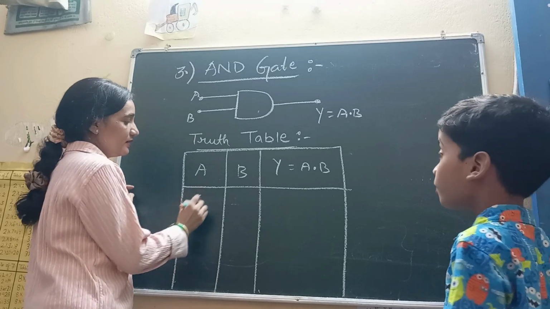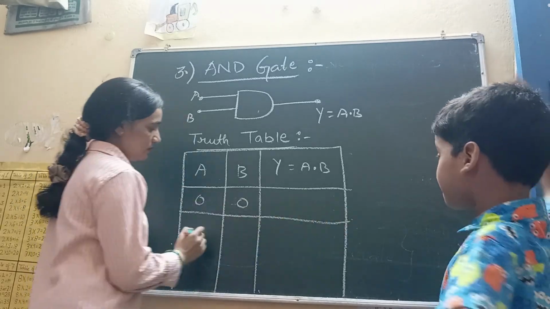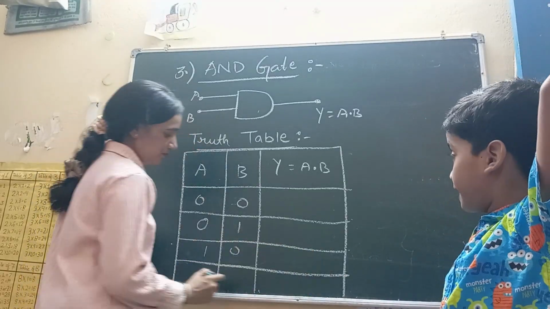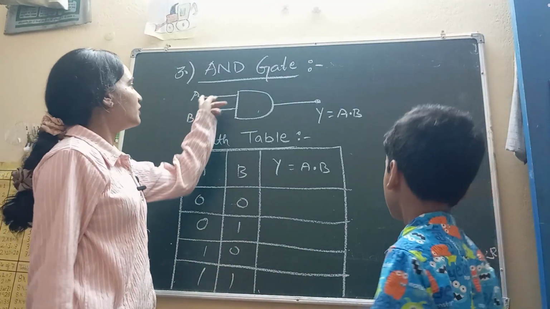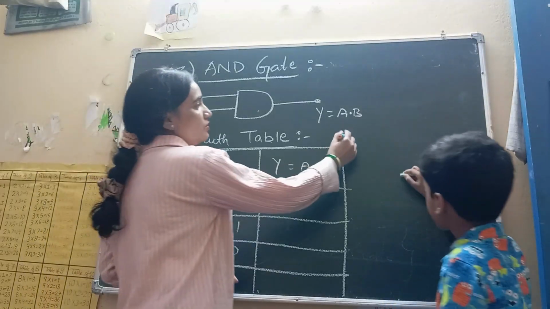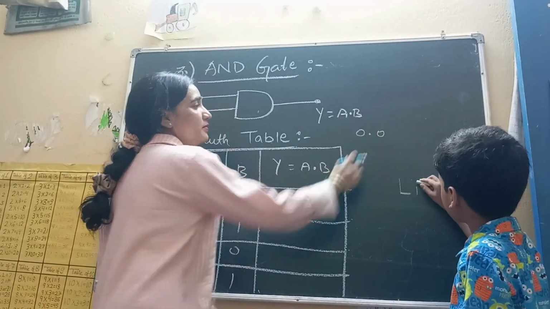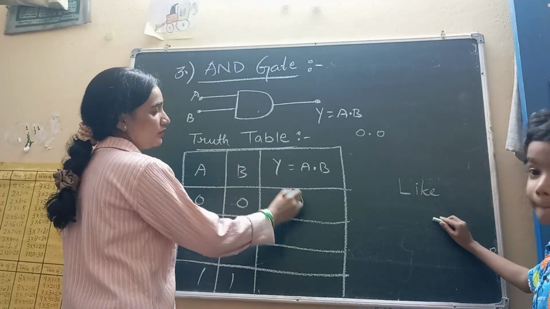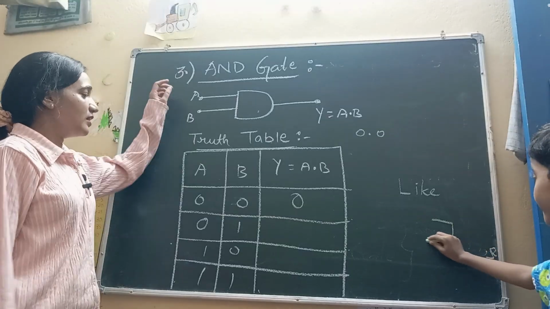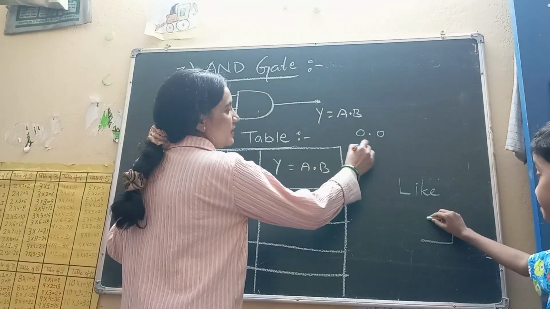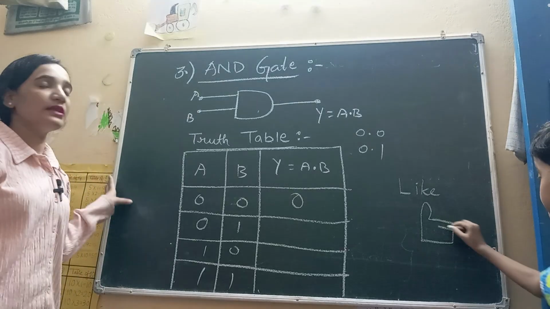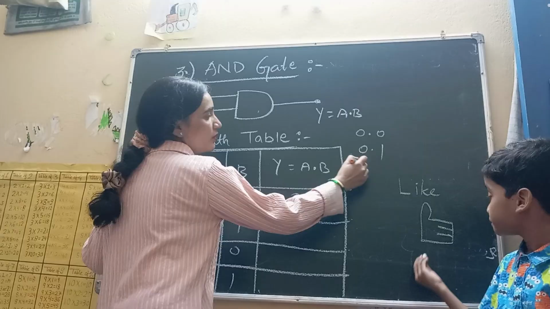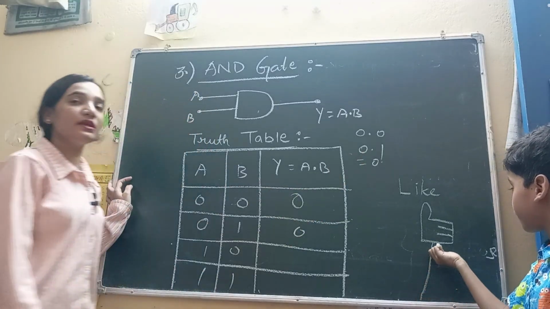The combinations are 0 0, 0 1, 1 1. When both the inputs are low, A is low and B is low, we get 0 and 0. It's taking the product, so we get 0. When A is low and B is high, we take the product and get 0.